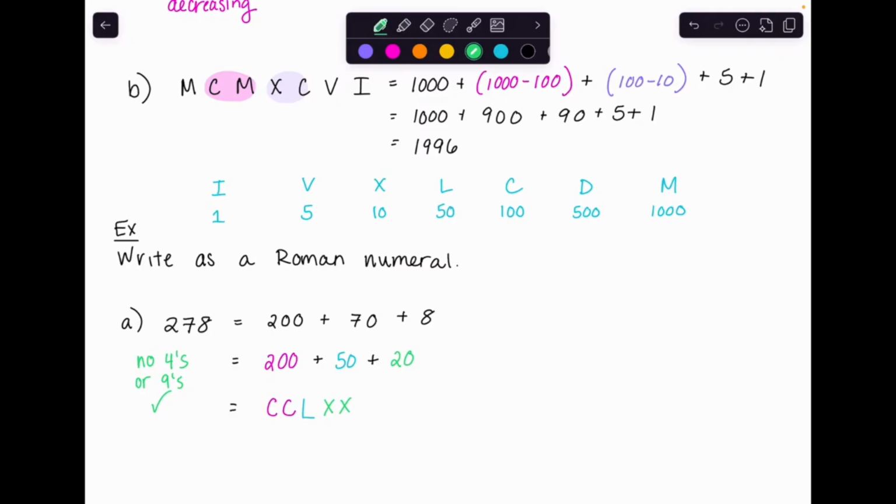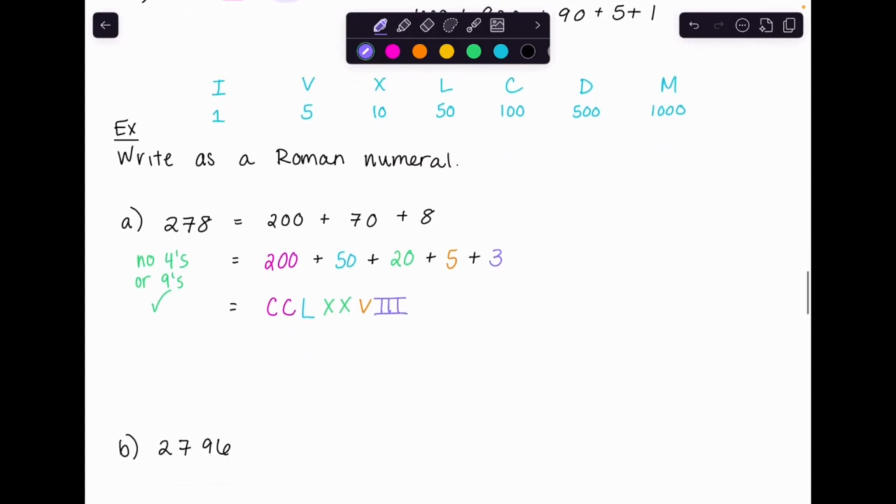Okay. And then likewise, I can do the same thing with the 8. I don't want to write 8 I's. Instead, I'm going to take away 5, and then I'm left with 3. So really, we're going to have a plus 5 and a plus 3. The 5 is represented by a V, and the 3 is 3 I's. So you can condense it just as a single value, okay?